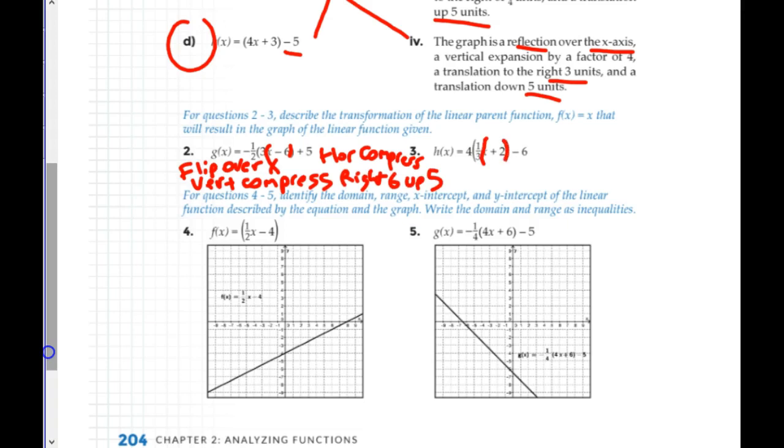Okay, same thing here. If there's parentheses right there, that's a vertical stretch. It's a horizontal stretch because of the 1/3. That's 2 to the left. And that's 6 down.